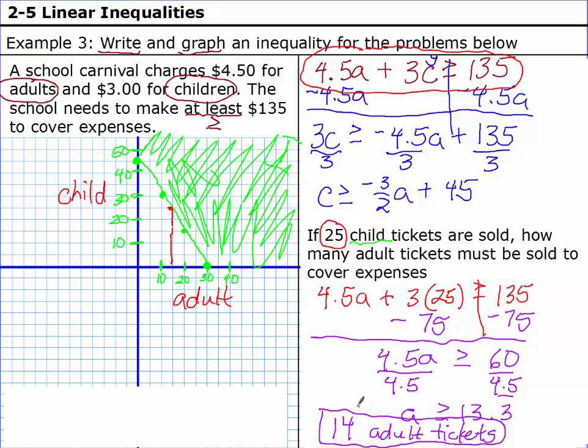You see that that is pretty darn close to the 15 we guesstimated just by looking at our graph over here.